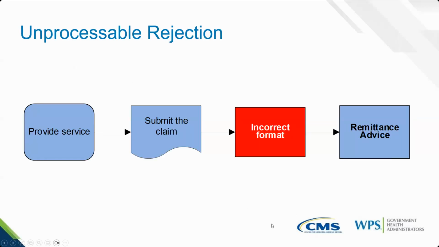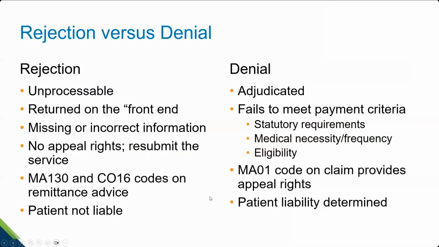Here is another simplified graphic, but this one shows what happens to a claim that Medicare deems as unprocessable. Again, the service is provided, the claim is submitted, but something's wrong, something's invalid, incorrect, or even missing. There's an incorrect format for that claim, and a remittance advice is generated. This slide shows you a comparison between a rejected claim and a denied claim. And it's really important to understand that these two are very, very different. I think a lot of people use these terms interchangeably when they really shouldn't. I even catch myself sometimes saying denial when I'm talking about a rejection or vice versa.